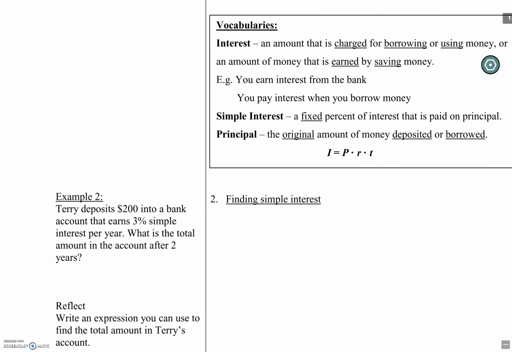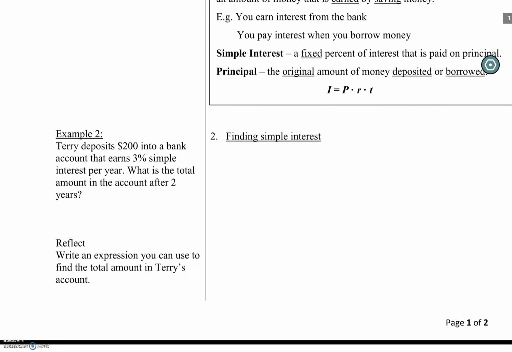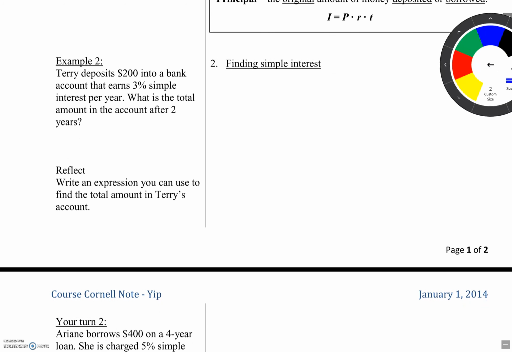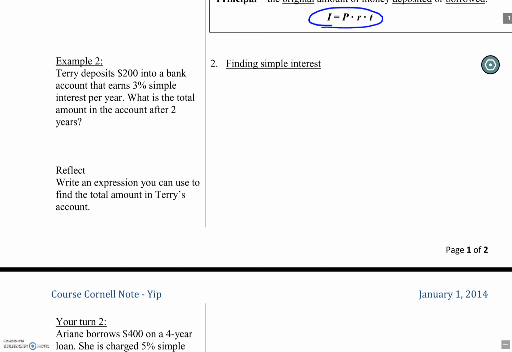You've got some new vocabulary here on interest. I'll let you read that on your own, but we're going to take a look at something called simple interest. And the important formula here is going to be I equals PRT. You do need to memorize that formula. So let's look at an example.